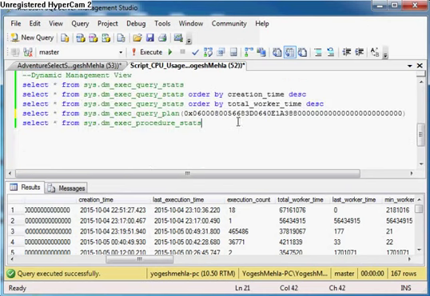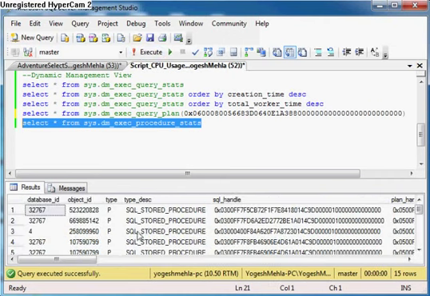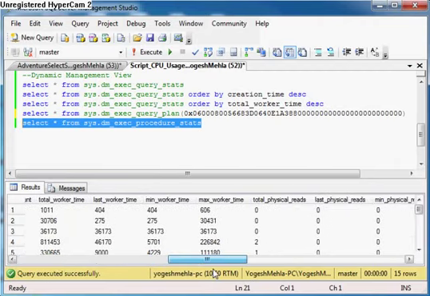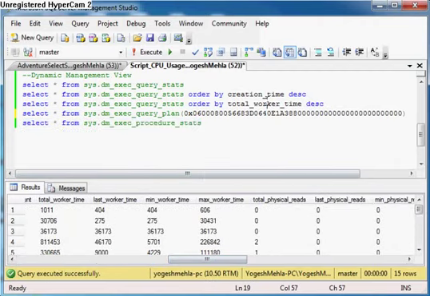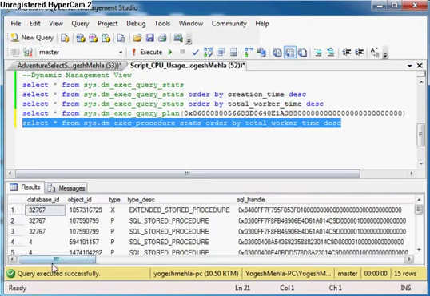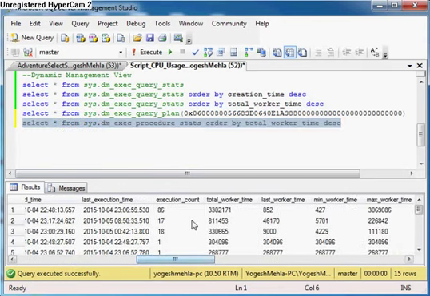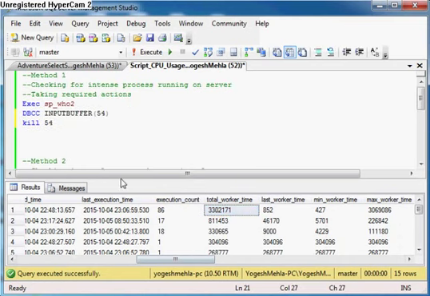Now the last thing I want to tell you: DMVs are not only available for queries. For procedures you can run select from sys.dm_exec_procedure_stats. This will tell you the stored procedures which are being used, and the same for the parameters. If I want to order it by the worker time, I can also do that, and I can also go for the query execution plan the same way I used for the queries. Now here you can see the execution count and total worker time. So this is how you can trace down both the issues.